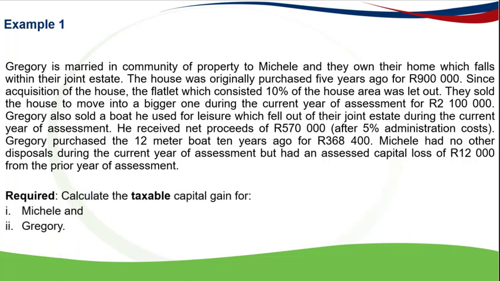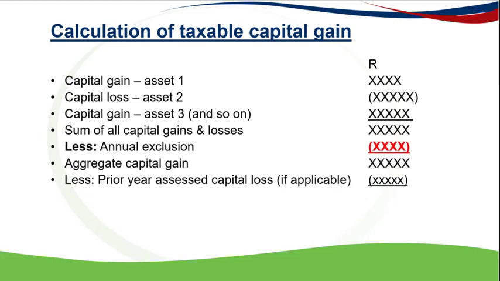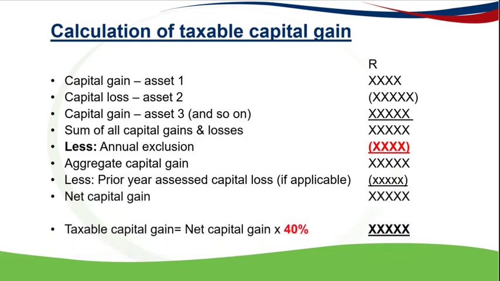We are required to calculate the taxable capital gain for Michelle and Gregory. Remember, terminology is very important for this topic. If you're required to calculate the taxable capital gain, then it means you need to provide the net capital gain multiplied by the inclusion rate, which is 40% for natural persons and special trusts.